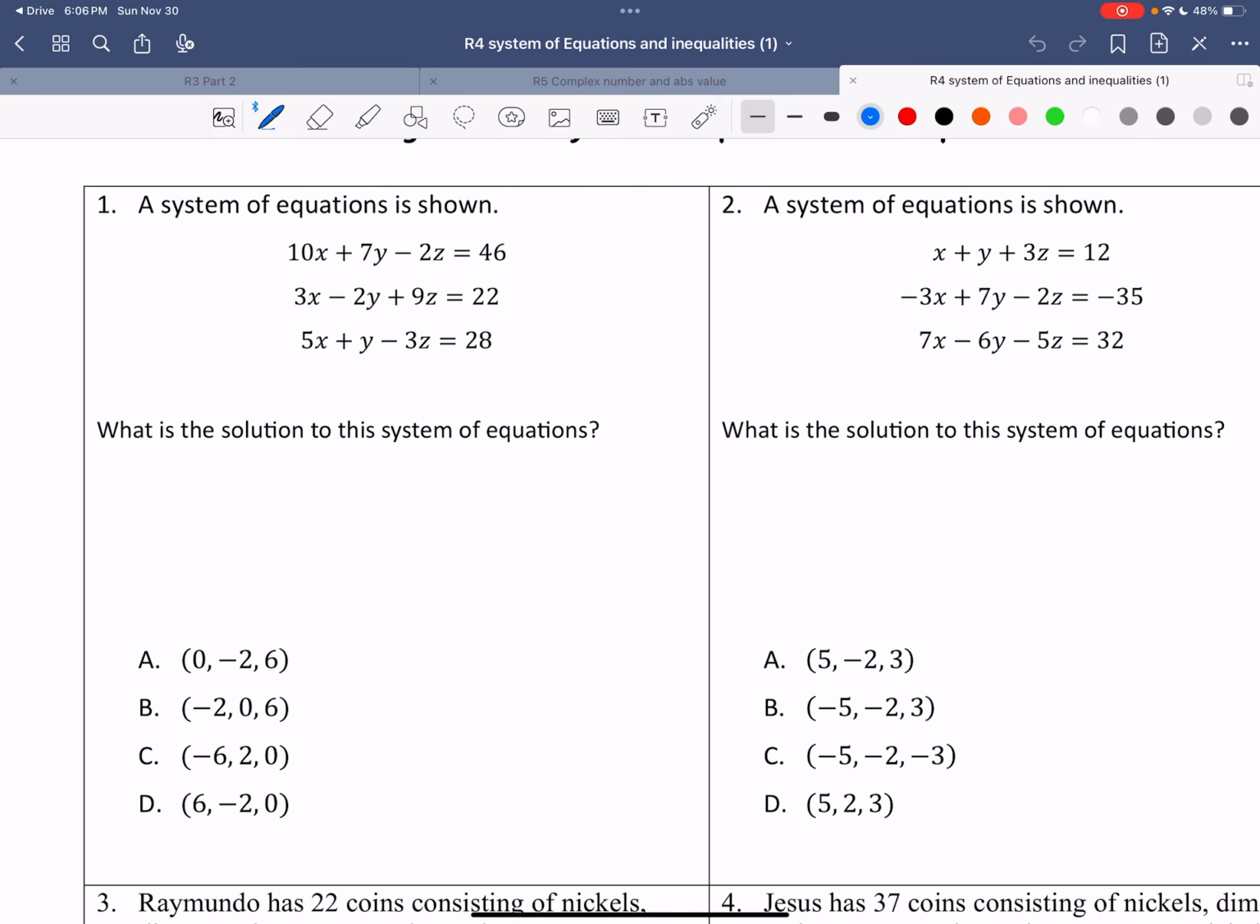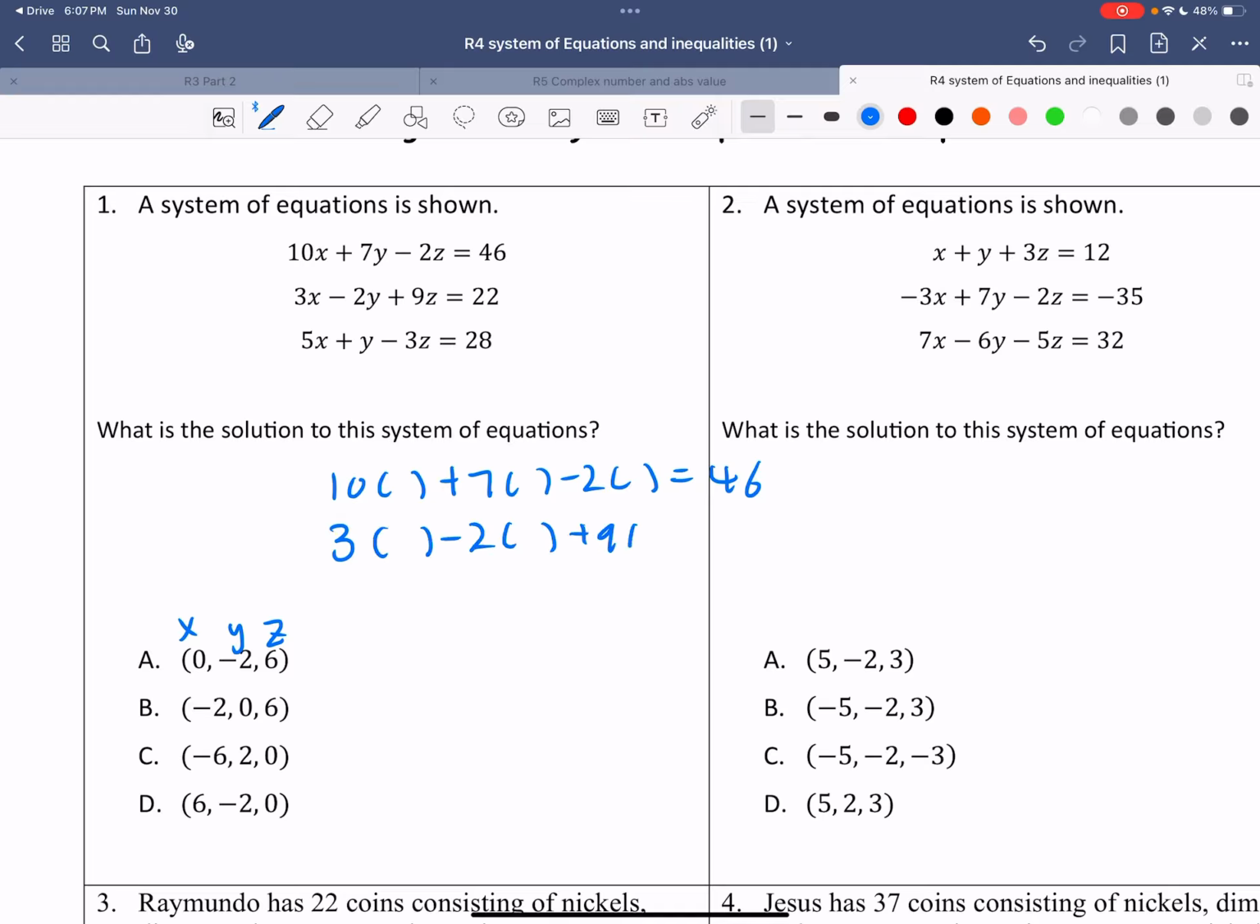A system of equations is shown below, and what is a solution to this system of equations? Again, this one is very easy. Every single one of these is given to you, so the only thing you have to do is take x, y, z and put them into parentheses, just like this, and see if it gives you 46. Same thing here.